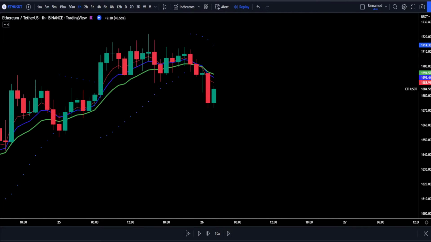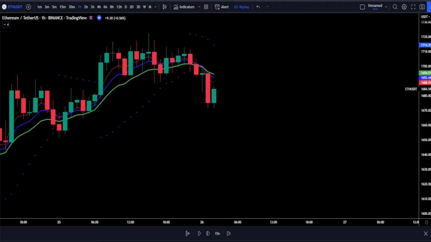The rules for entering a sell position are exactly opposite. First, the 5 EMA, which is our red line, has to cross below the 8 and the 13 EMAs. Second, the 8 EMA, which is our blue line, has to cross below our 13 EMA. And finally, the parabolic SAR dots must be positioned above our price action.